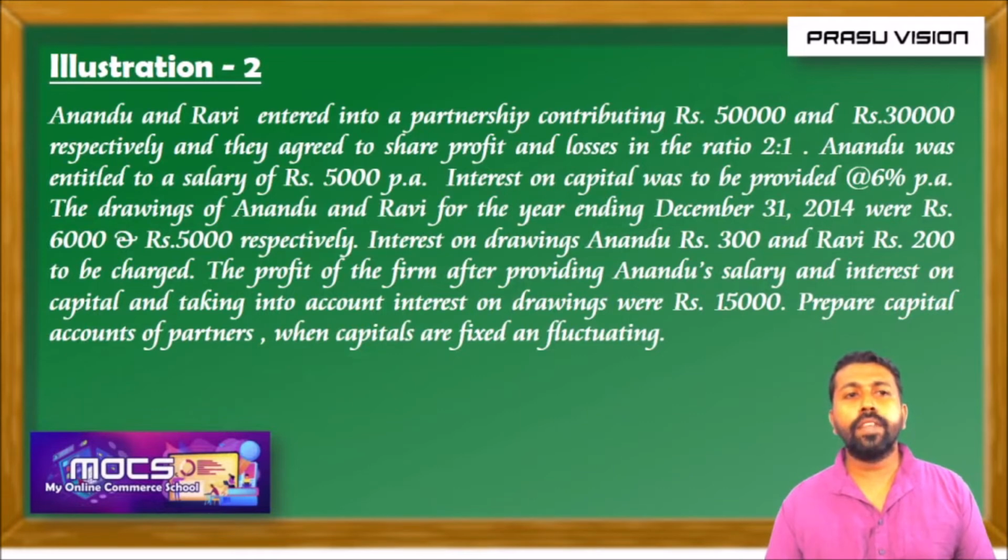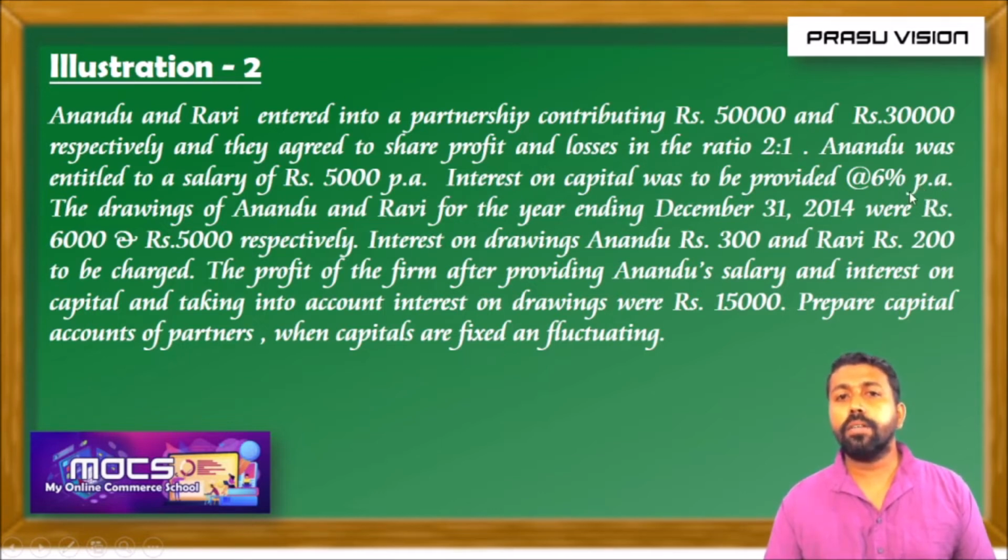Just read the problem. Anandu and Ravi entered into a partnership contributing 50,000 and 30,000. Contributing means their capital respectively. And they agreed to share profit and losses in the ratio of 2:1. Anandu was entitled to a salary of rupees 5,000 per annum. Interest on capital was to be provided at 6% per annum. Per annum means per year.